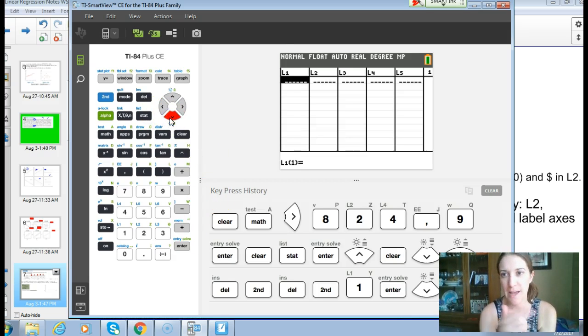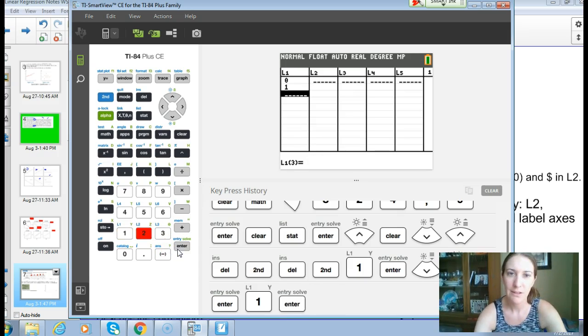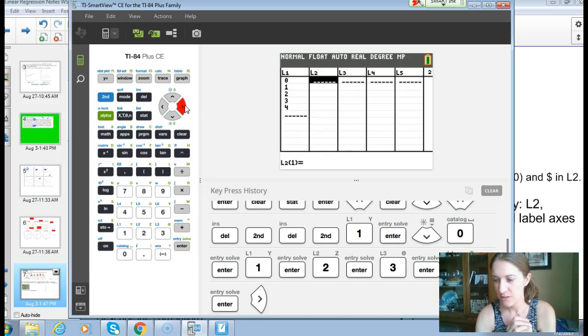List 1, I'm going to put all those X values in, which remember were 0, 1, 2, 3, 4. I wish it was like Excel where you could just autofill, but to my knowledge, I can't. So 0, enter, 1, enter, 2, enter, 3, enter, 4, enter. And then go over to list 2 and enter the data values exactly as they exist from your table.